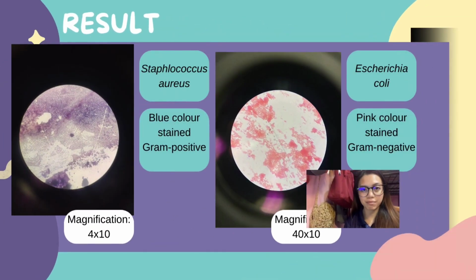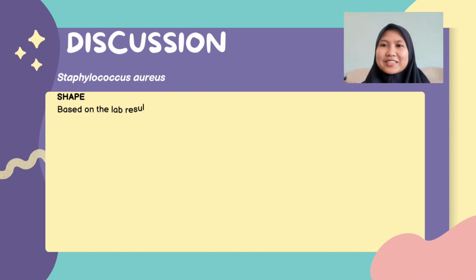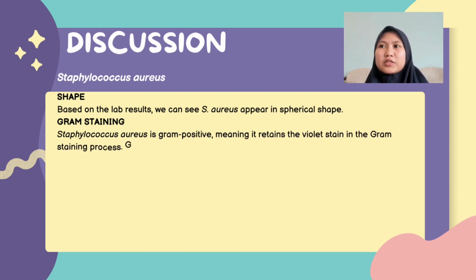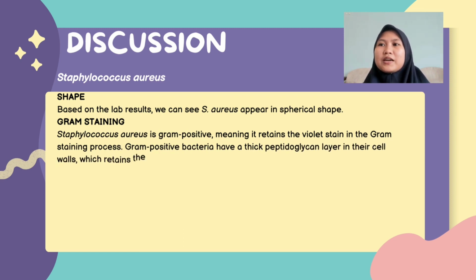After doing this experiment, Staphylococcus aureus is showing blue color stain, which means that it is gram-positive bacteria. Meanwhile, Escherichia coli is showing pink color stain, and it is gram-negative bacteria. Moving to the discussion, we can clearly see that Staphylococcus aureus appears in spherical shape. For the gram staining process, we can conclude that Staphylococcus aureus is a gram-positive bacteria, meaning it retains the violet stains in the gram staining process.